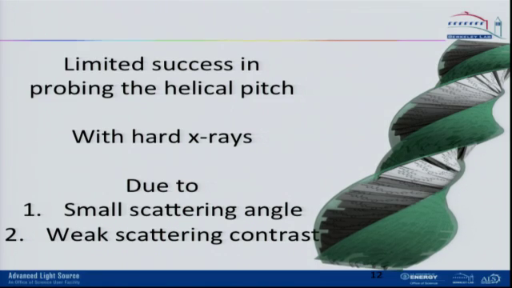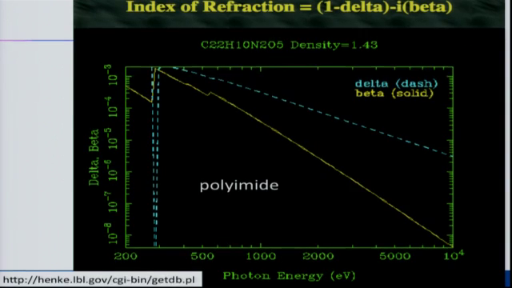Also, if you think about it, it's basically like a piece of paper that you're twisting. And if you look at the electron density modulation along the helical axis, it's actually very, very small. Let me quickly show you that the index of refraction is actually a complex number: 1 minus delta plus i beta. Beta is absorption. When you do hard X-ray scattering, say at 10 keV, delta is usually much bigger than beta, so the absorption is negligible.